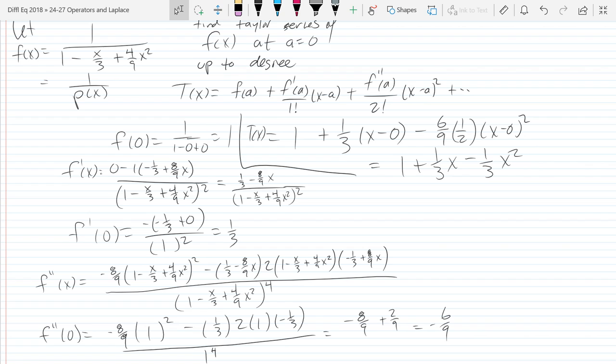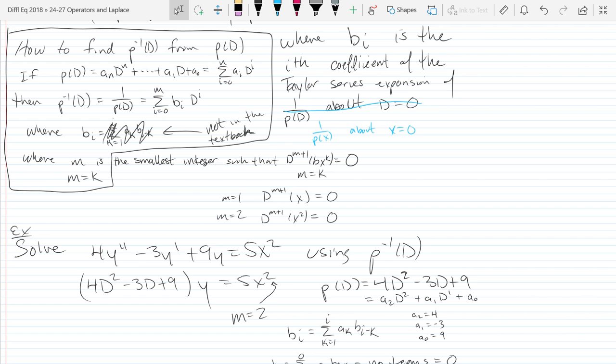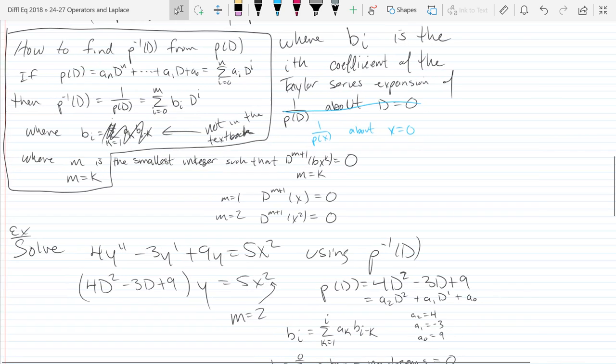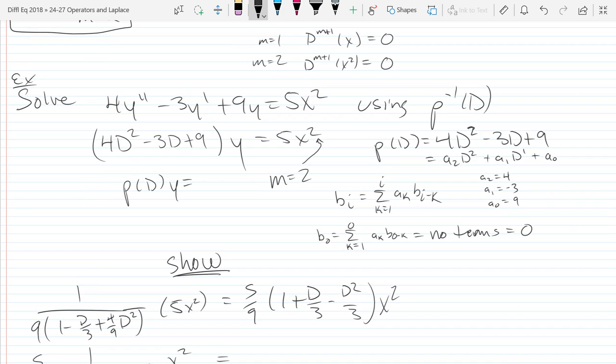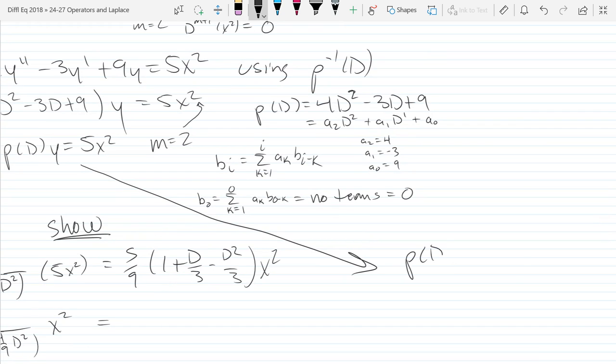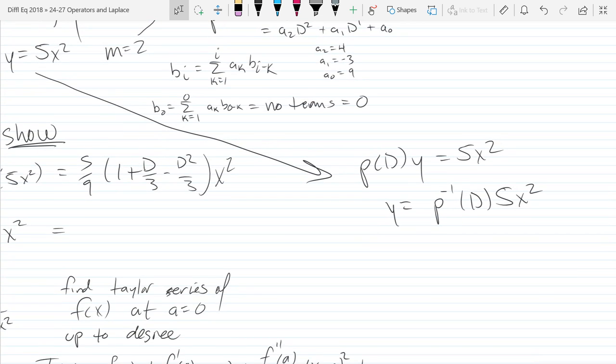All right, now that that's taken care of, let's actually use that inverse polynomial operator. So we just got P inverse of D. All right, so why in the world did we do that? So I'm just writing the original ODE right here: P(D) of y is equal to 5x squared. So let's move that to an area where we have some room to work. I'm moving the operator to the other side, which of course is P inverse of D. We just spent all that time computing that P inverse of D was 1/9 times 1 plus D over 3 minus D squared over 3, on 5x squared.